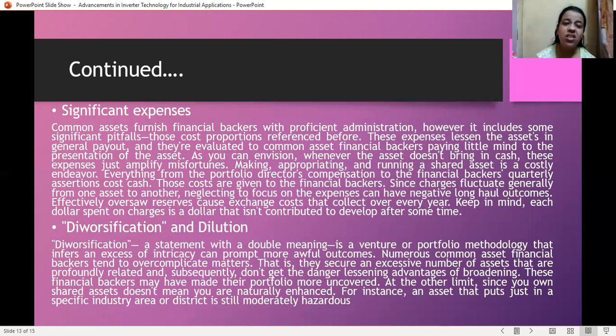Then, diversification or dilution. Diversification, a play on words. It's kind of a more advanced word that we're not very used to, but the basic word is diversification. It is an investment or portfolio strategy which implies that too much complexity can lead to worse results. Many mutual fund investors tend to overcomplicate matters. That is, they acquire too many mutual funds that are highly related to stocks and shares. The risk-reducing benefits of diversification in the mutual fund are lost. These investors may have made their portfolio more exposed at the other extreme. Just because you own mutual funds does not mean you are automatically diversified.